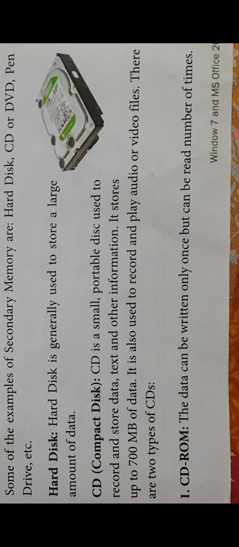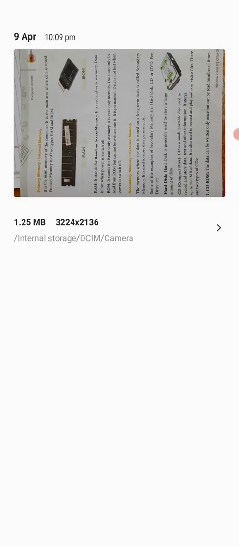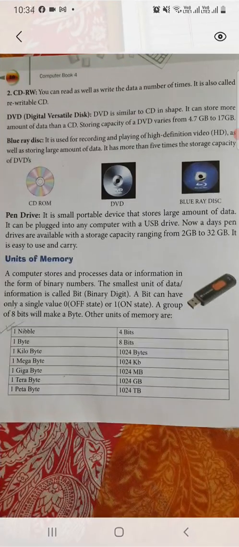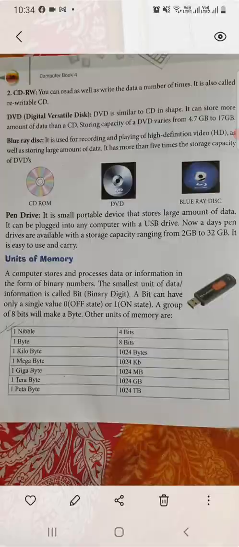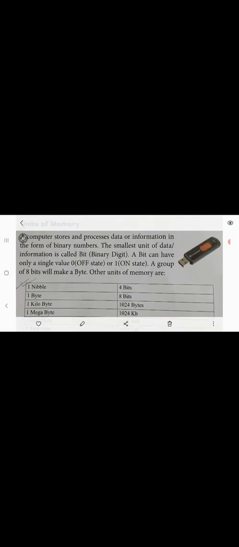And what next? CD-RW, where you can read as well as write the data a number of times. It is called a rewritable CD. That means the full form of CD-RW is rewritable compact disk, where we can read as well as write the data a number of times.